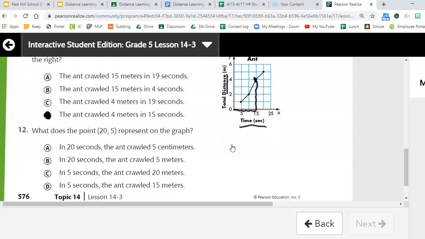Now for number 12, it says, what does 20, 5 represent? So this one is going over 20, which is right there, and then up 5. So this time I'm looking for something that says 20 seconds because 20 is what's on the x-axis, which is the seconds. So both A and B say something about 20 seconds. So it's not going to be C or D, but it could be either A or B. So now I need to know that it goes up 5. And so that would be 5 meters. So I need to look for what says 5 meters. And only B says that. So B would be my correct answer.